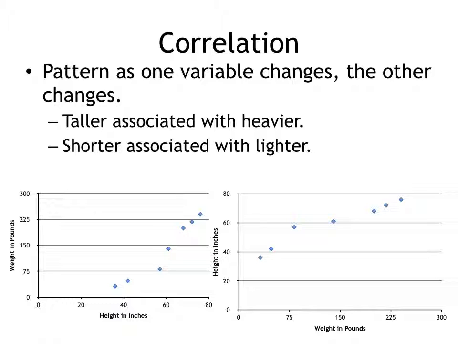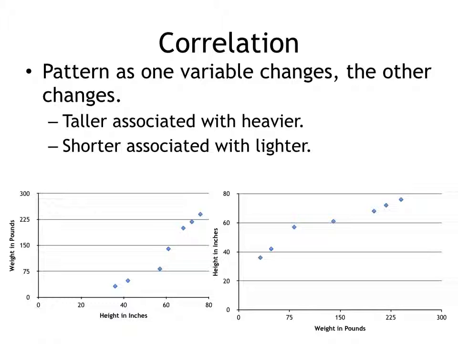Correlation simply means that there's a pattern. As one variable changes or the score is different than the other one, you'd expect the score to be different also. So taller is usually associated with a heavier weight, shorter with a lighter. And I've put two charts here. They have exactly the same information in them.